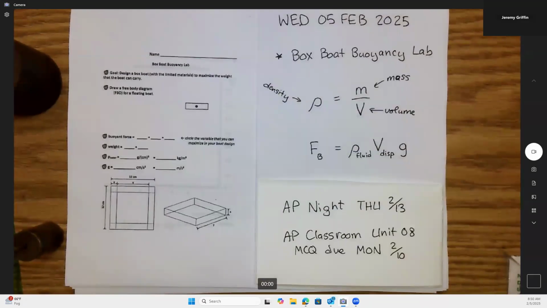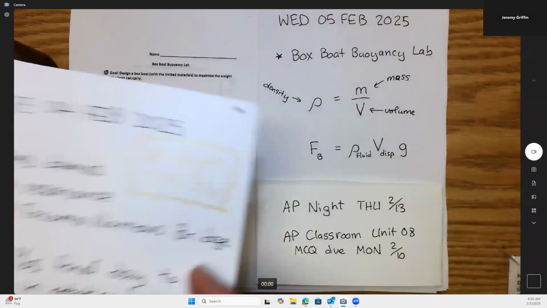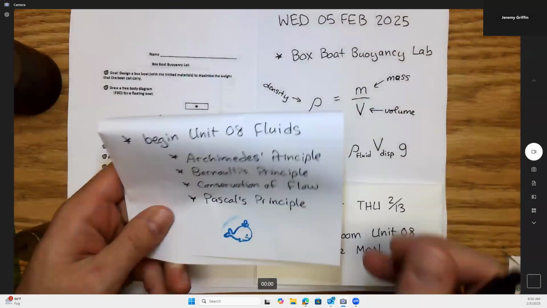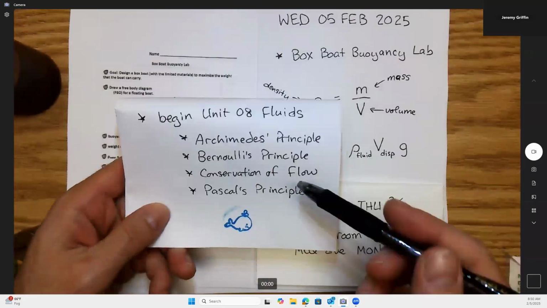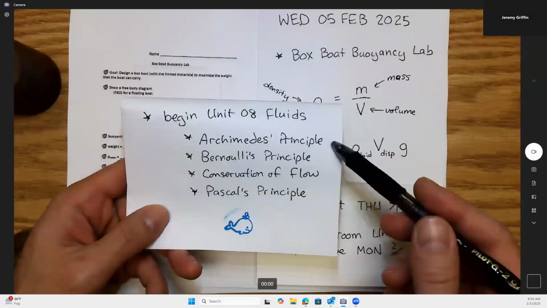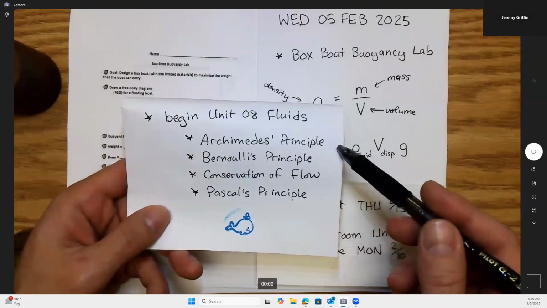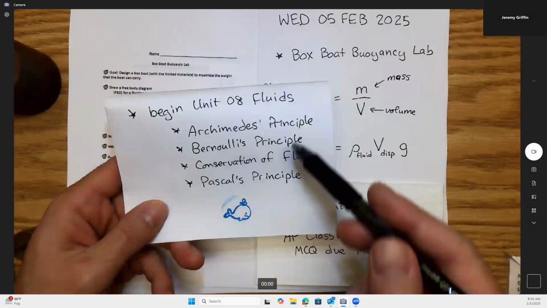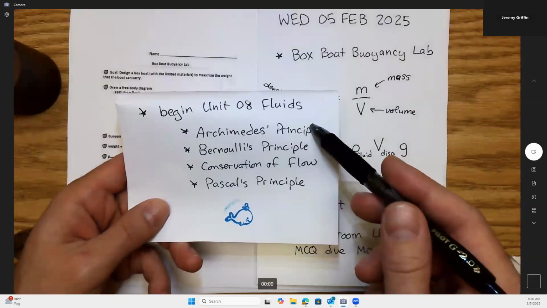All right. So I go back to yesterday's agenda. I was telling you guys the main idea is, if you want a quick checklist for this fluid section, it's Archimedes' principle, which is really going to be applicable today.